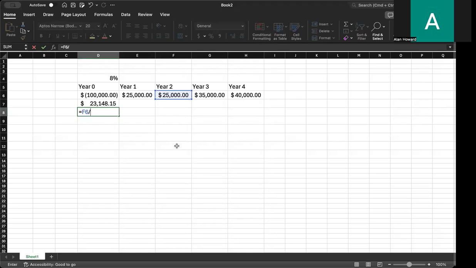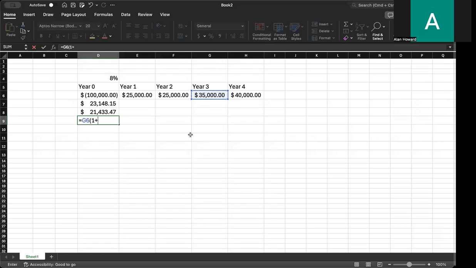For year two, we're doing the same thing, and then we raise this to the second power because we're discounting it back two periods. This one we didn't need to because we're just discounting it back one period. But now that we're in year two, we're discounting it back to year one and then again back to year zero. So we get a cash flow of $21,433.